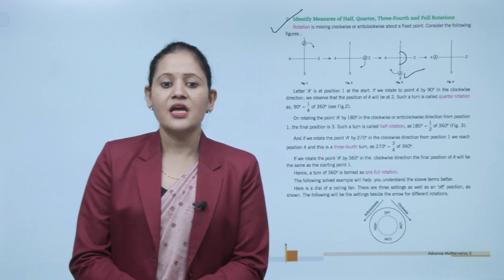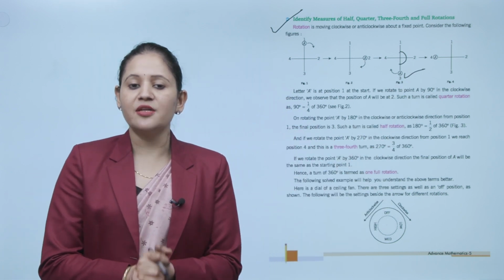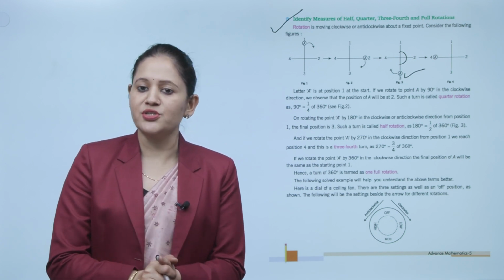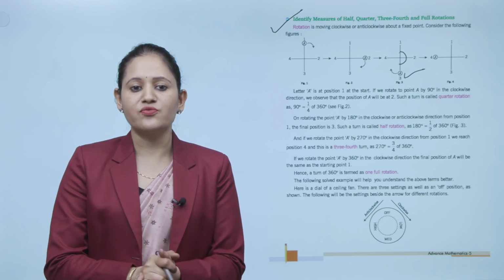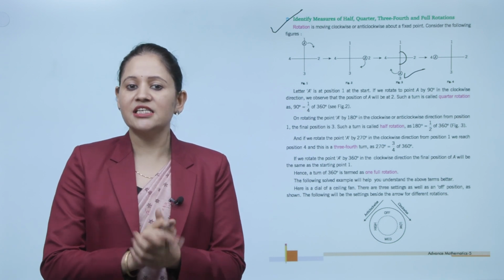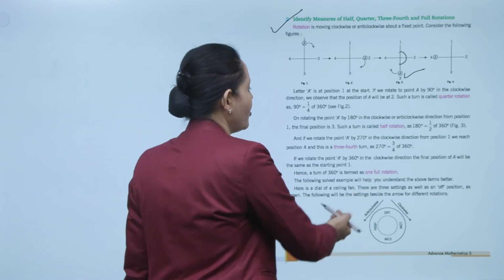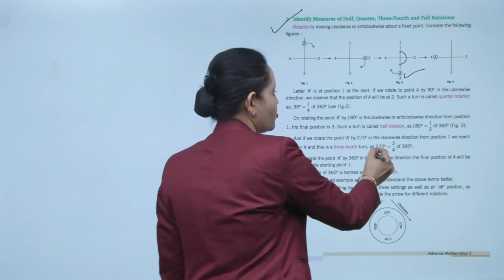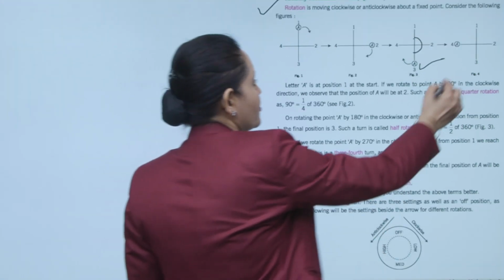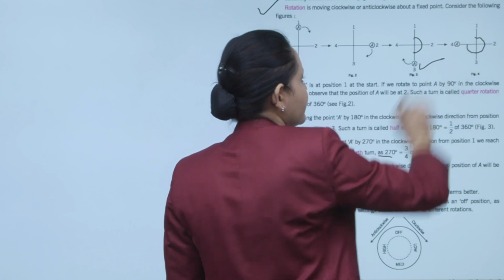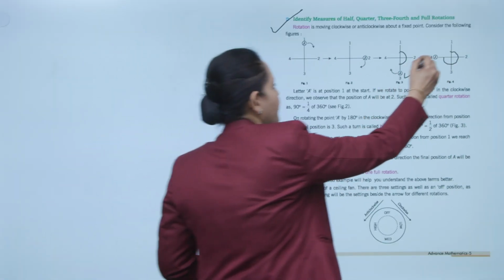Clear? And if we rotate the point A by 270 degrees in the clockwise direction from position 1, we reach position 4, and this is the 3/4 turn, 270 degrees. 3 by 4 of 360 degrees is 270 degrees. So that is 270 degrees. So what will the position be? 4.